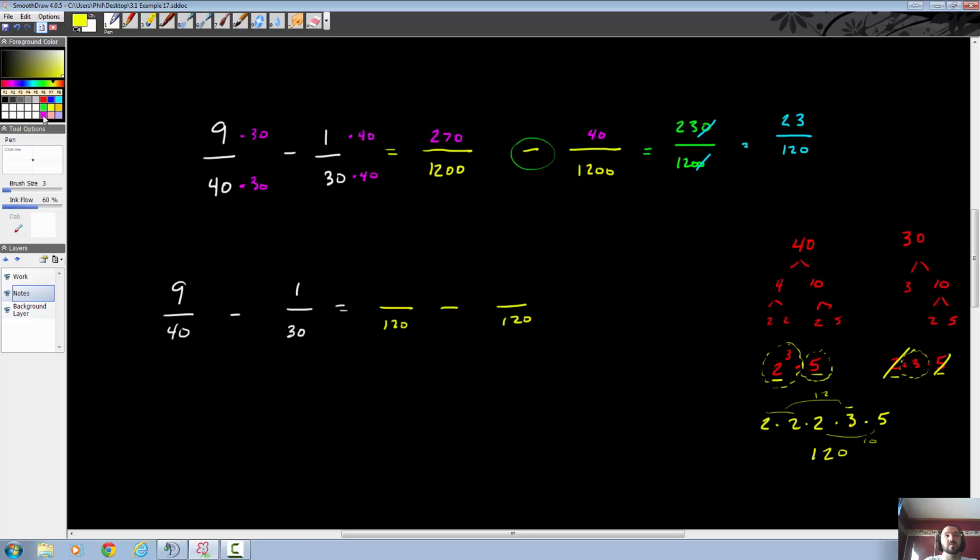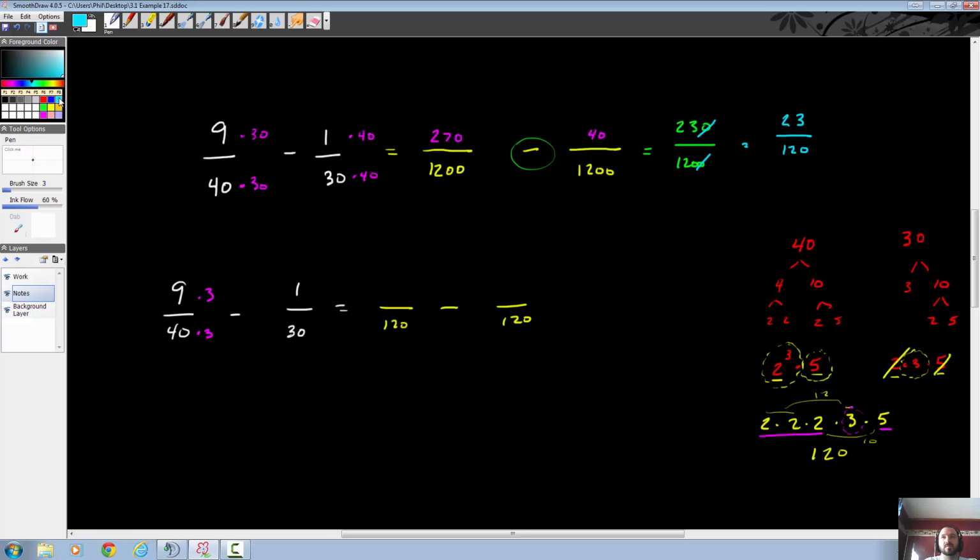The other thing we can do is decide what's missing. Well, remember that the 40 had the 2 cubed and the 5. So 40 was this piece here. That means it's missing 3. So I'm going to multiply 40 by 3, top and bottom.